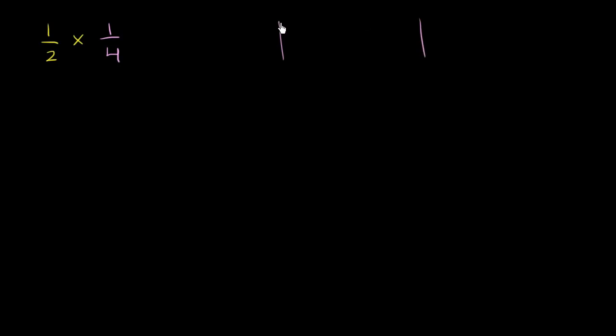And let me divide it into fourths. So I'll divide it into 4 equal sections. And so 1/4 would be one of these 4 equal sections. But we want to take 1/2 of that. So how do we take half of that? Well, we could divide this into 2 equal sections and then just take one of them.